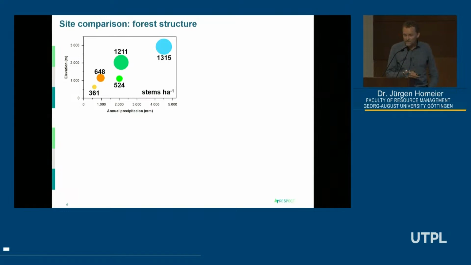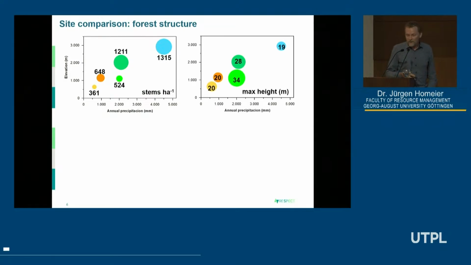So let's start with the first parameter on forest structure. That's stem density per hectare. And you can see the numbers of stems per hectare. And you can see there is a strong decrease from our driest plot at 600 meters. We have a very low density with about 360 stems per hectare to more than 1,000 stems per hectare at the coldest, most humid sites. So there is a relationship between climate and stem density.